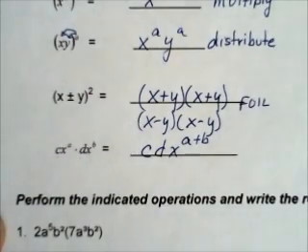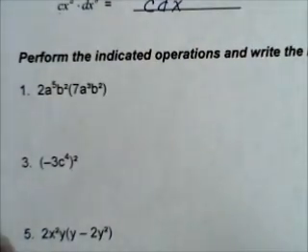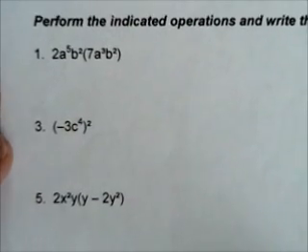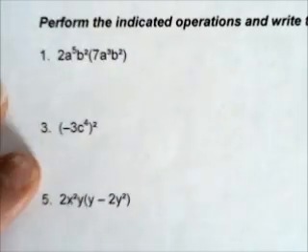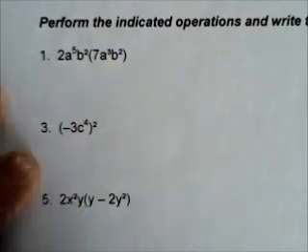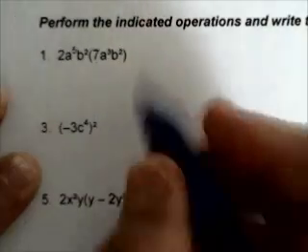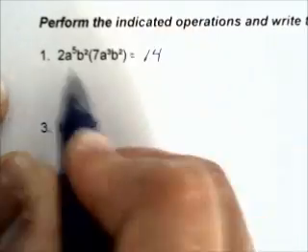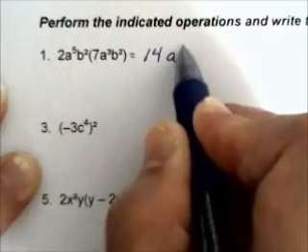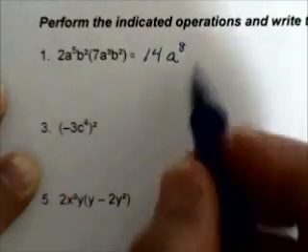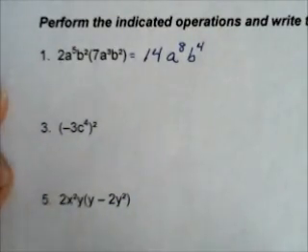Now we want to perform the indicated operations and write the results in simplest form. We're going to stay on the left-hand side of this page. 2a to the fifth b squared times 7a to the third b squared. This is similar to the last general form. 2 times 7 is 14. A to the fifth times a to the third is a to the 5 plus 3, which is 8, and b to the second times b to the second is b to the 2 plus 2, which is 4. So 14, a to the 8th, b to the 4th.